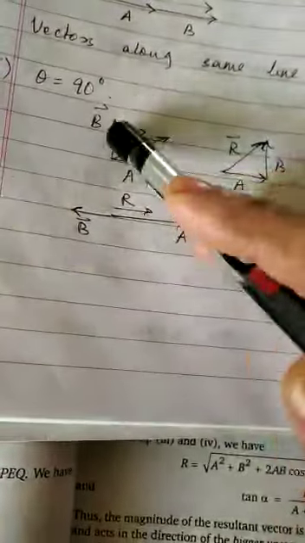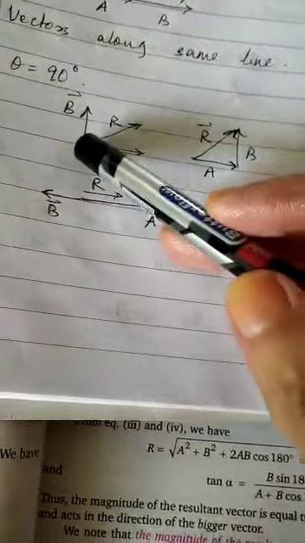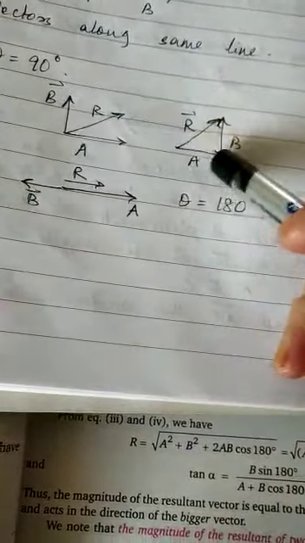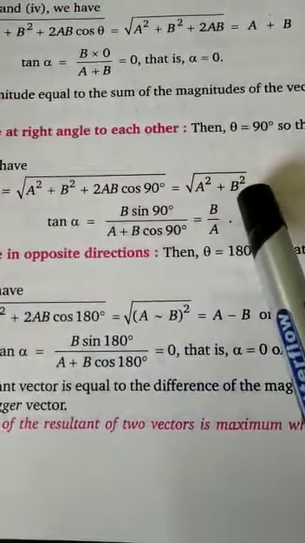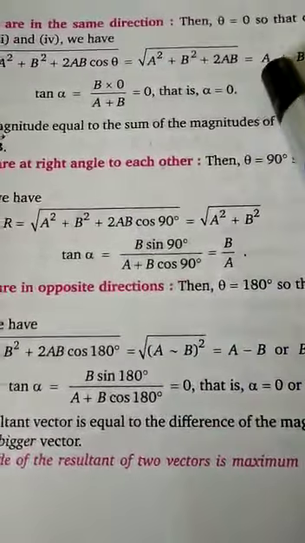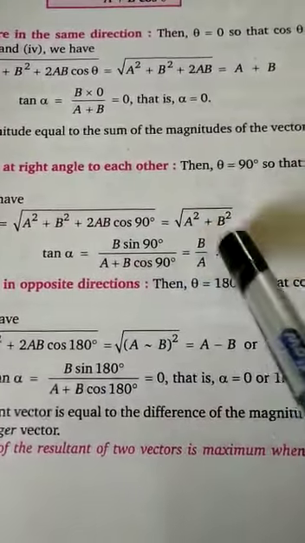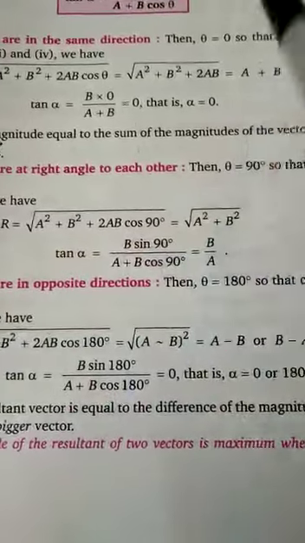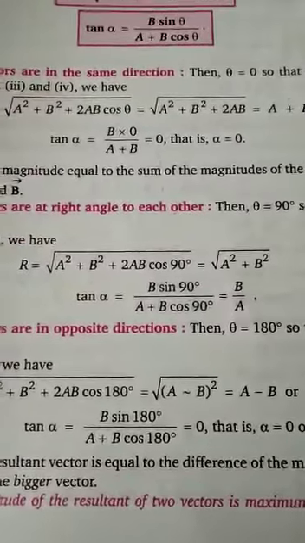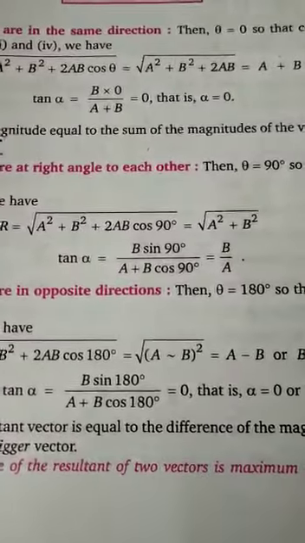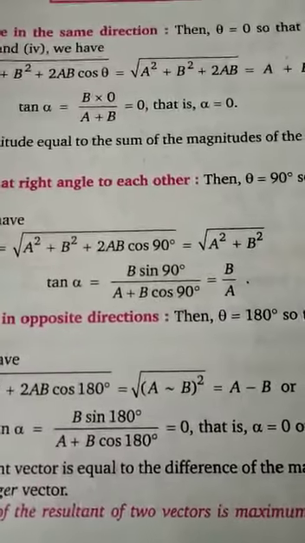Now suppose the angle between the two vectors is 90. So they look like this, or they can be made to look like this, a triangle. And then we find from here that once I apply cos 90, R is equal to this. It's exactly like a right angle triangle. R square is A square plus B square. And tan alpha is B upon A. And please do not assume that alpha has to be 45 degrees. Alpha is 45 degrees only if the length of A and length of B are equal.